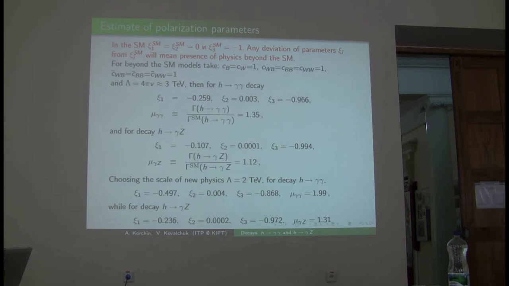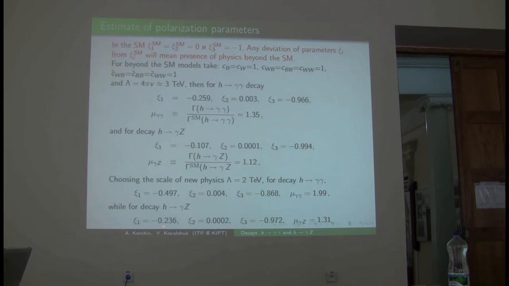So this can be the scale of the physics, and then for this decay we take the variance of the polarization parameters of the photon, and the ratio of theory to standard model is about 35. So it's not too far from what the collaborations CMS and ATLAS see. And for this decay, H to photon Z, xi1 is this value, xi2 is very small, xi3 is almost minus 1, and the ratio of theory to standard model is 1.5. If we just change the scale of the physics to 2 TeV, then we have, of course, other parameters, and again these parameters are very small, which means the circular polarization of the photon is very small, and the ratio of theory to standard model is almost 2.